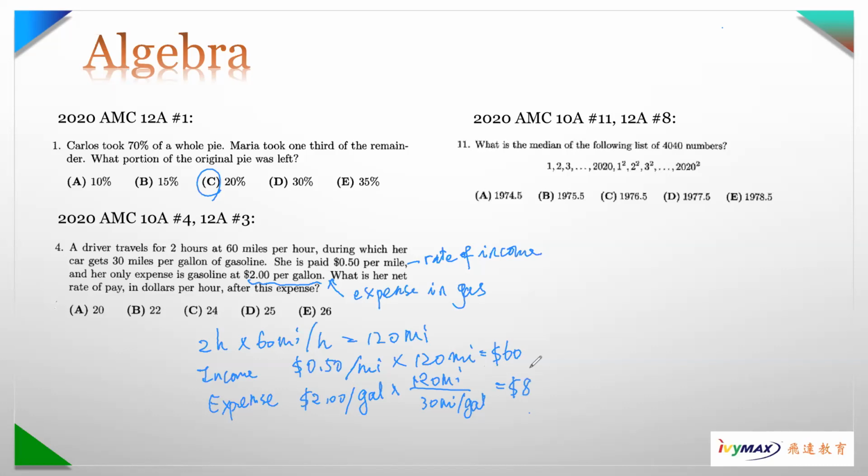Okay, and we subtract that, and we get the net income as the difference. And since they asked for the rate per hour, the total time is 2 hours, right? So that gives you $26 per hour, right? So the answer is E. All right.